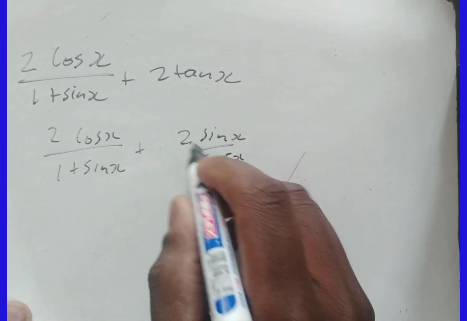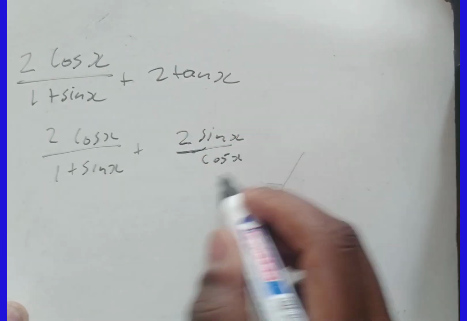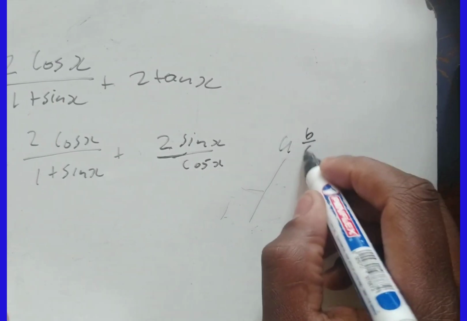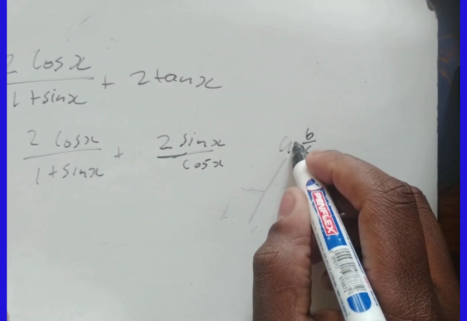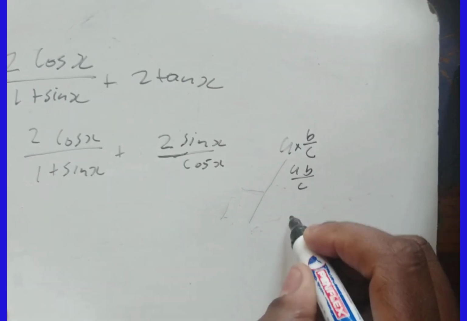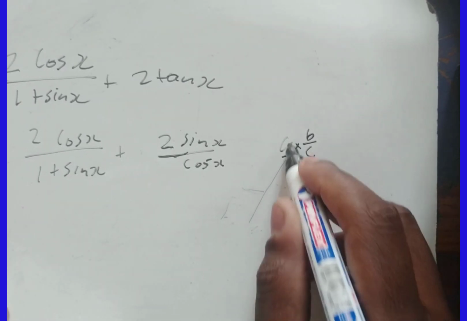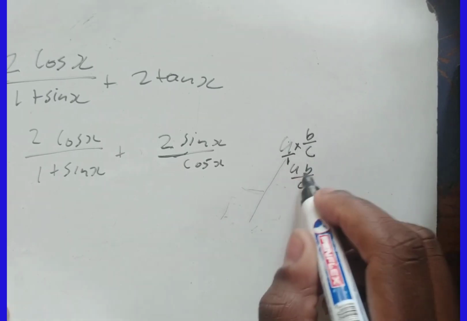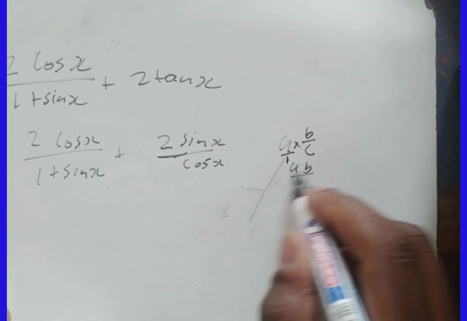These 2 can also join the numerator, right? Whenever we have a times b over c, this is not a mixed fraction by all means. When we have times, this is the same as ab over c, because a is the same as a over 1. So a times b is ab, 1 times c is c.